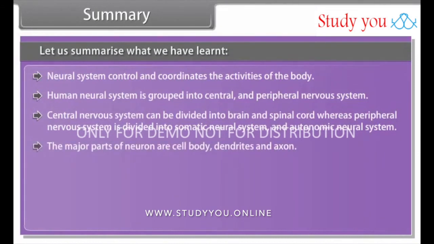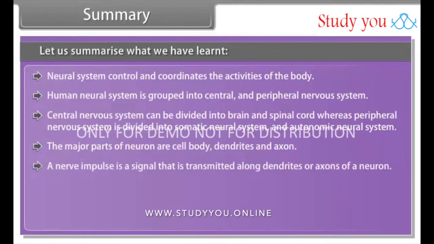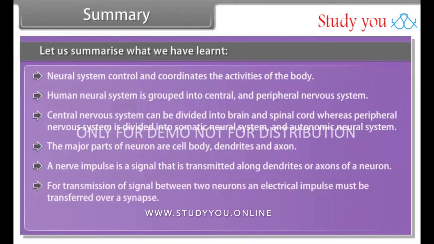The major parts of neurons are the cell body, dendrites and axon. A nerve impulse is a signal that is transmitted along dendrites or axons of a neuron. For transmission of signals between two neurons, an electrical impulse must be transferred over a synapse.